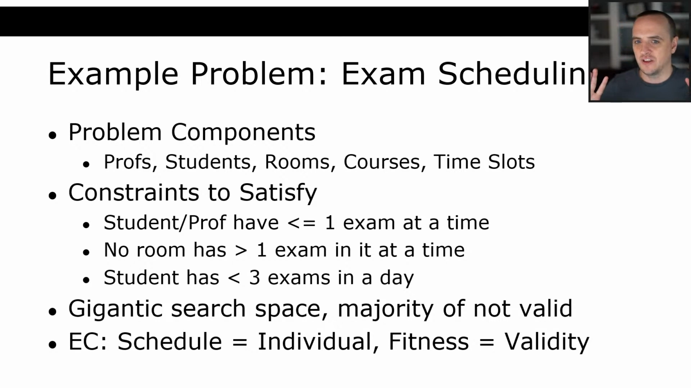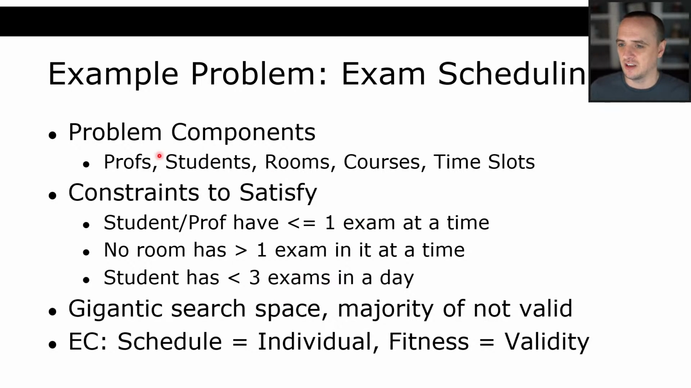Let's take a problem of exam scheduling, right? Exam scheduling is actually a very complex problem. If you think about it, the problem components, all right, let's try and schedule the final exams at MUN. Let's say we've got 1,000 profs, 20,000 students, 500 rooms, 500 courses, and 50 different time slots. Okay, we have constraints that we need to satisfy. No student or prof should have more than one exam at a time. No room has more than one exam at a time. And no student should have more than 3 exams in a day.